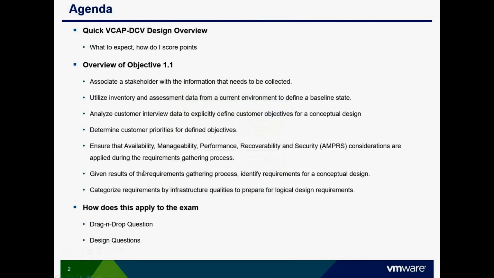So we'll go over that really quickly, and then we're going to be working through the sections of 1.1, which is associating a stakeholder with information that needs to be collected, utilize inventory and assessment data from current inventory to define a baseline, analyze the customer interview, and so on and so on. We're going to break these sections down, and not only are we going to break them down, I'm going to try and give use case examples or what the exam will kind of test you on with that.